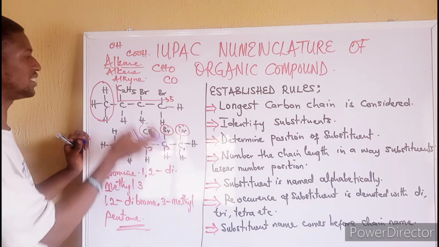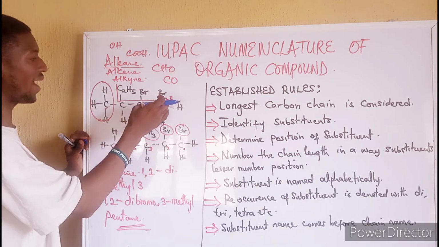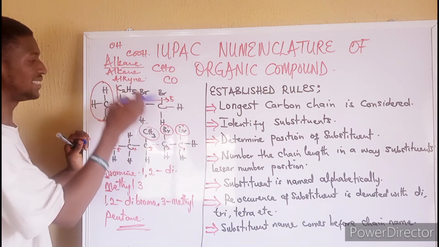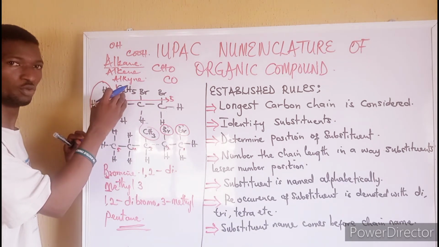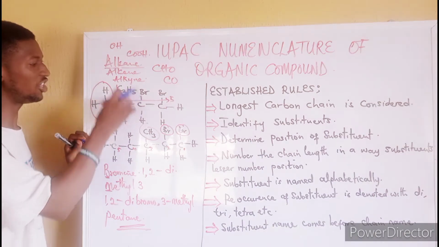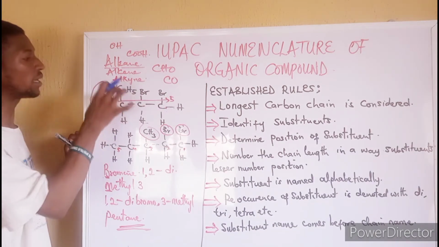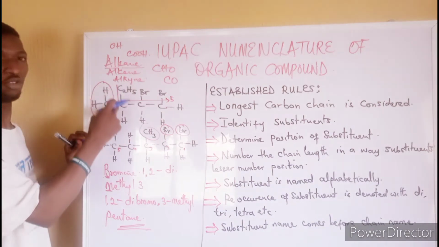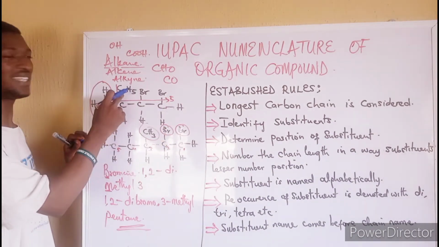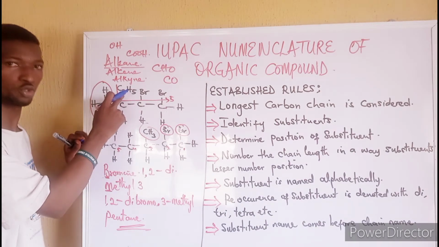Many of you will have named it in such a way that you say 1,2-dibromo-3-ethyl, in which this particular ethyl is taken as a component of the chain length. Why? Because it makes the chain length longer. That's the reason we've included it in the chain length and not considered this C2H5 as a substituent.